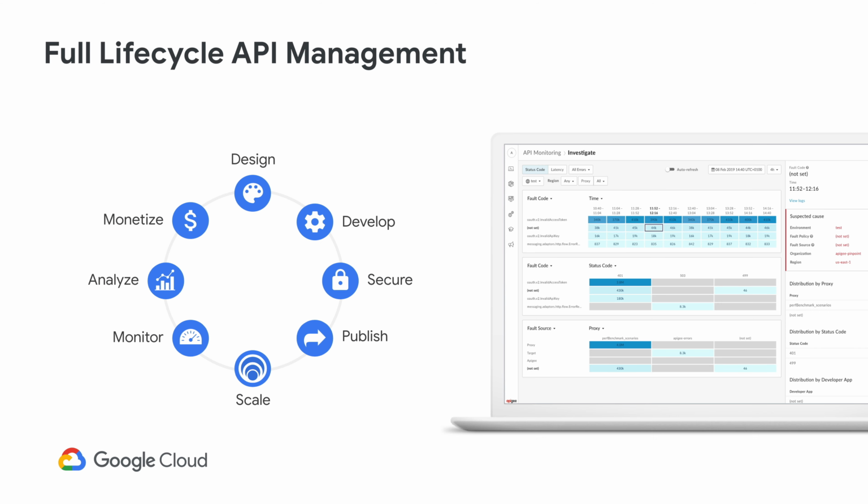Running a full API program requires full lifecycle API management. We've got to consider the entire life of an API: designing it, developing it, securing it, publishing it, scaling it, monitoring it, analyzing it, monetizing it, and everything else that comes with that. All of that is required to run an effective API program.